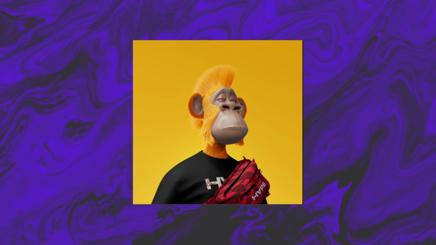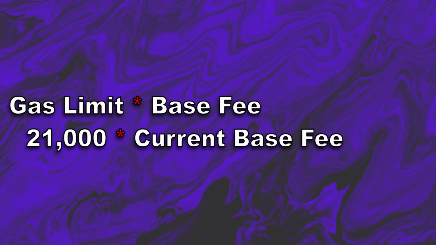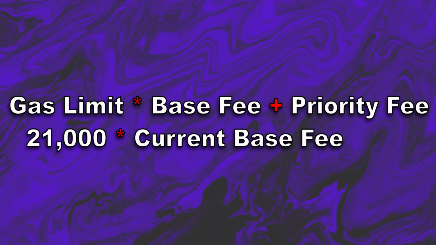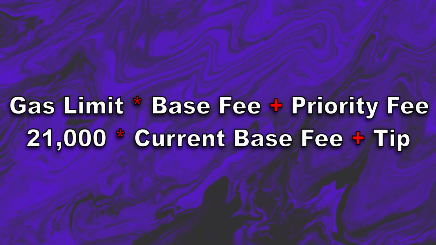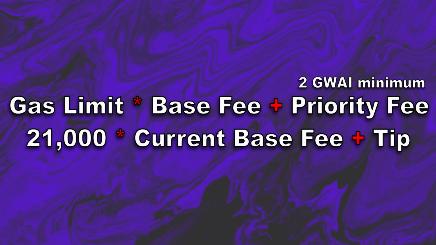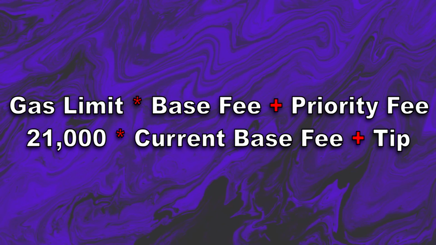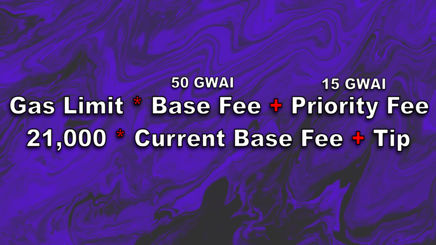Then to get to the total gas fee, you need to take the gas limit, which is usually 21,000 most of the time, times the base fee in gwei plus the priority fee, which is the tip for the miners that do the transaction. And usually the priority fee is a minimum of 2 gwei. So let's just make an imaginary transaction where the base fee is 50 and we put the priority fee as 15 to make our transaction go as fast as possible.